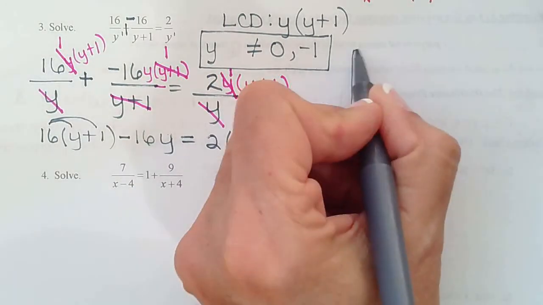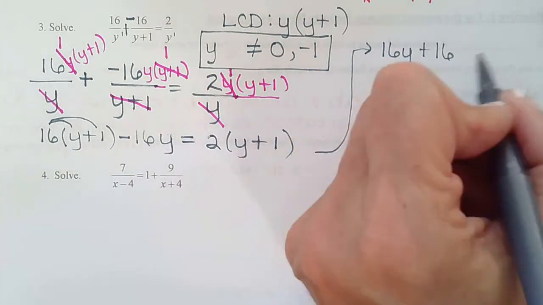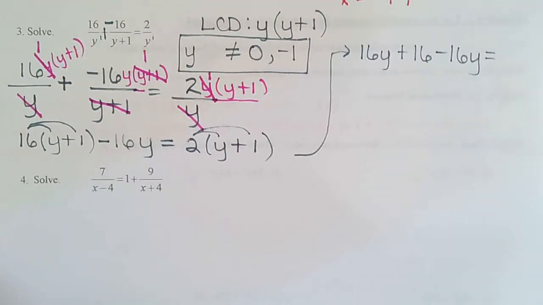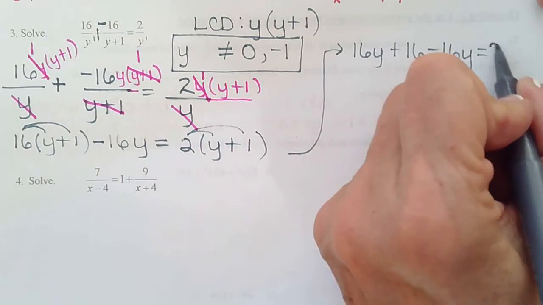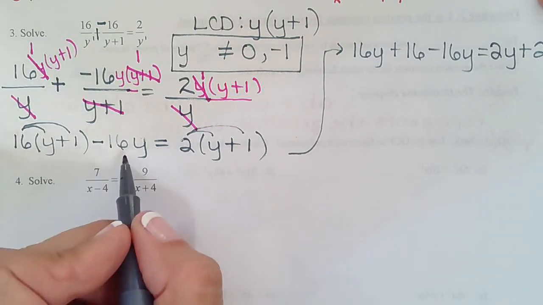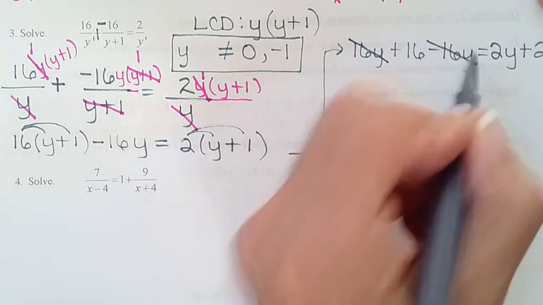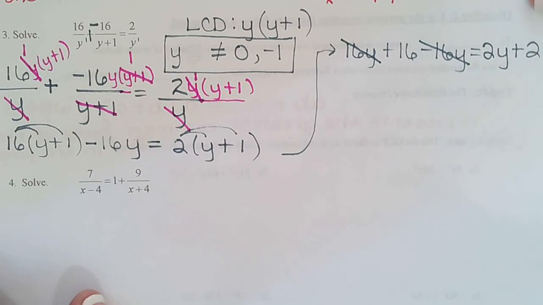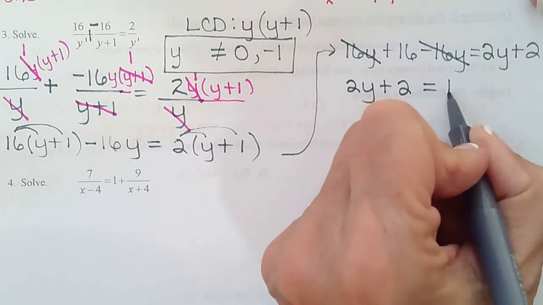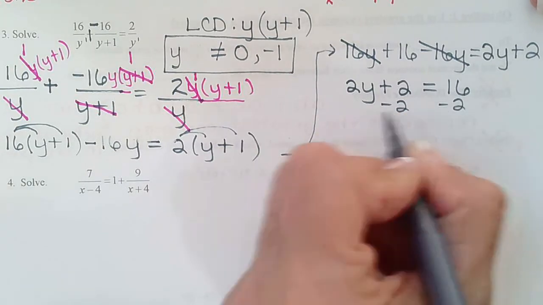So 16y plus 16 minus 16y equals 2y plus 2. So after we distribute, 16y plus 16 minus 16y equals 2y plus 2. Well, this is convenient. Love it. So I'm going to flip this equation over just because I like having my y on the left. So this is really 2y plus 2 equals 16, and then I just have 2 little steps to solve.